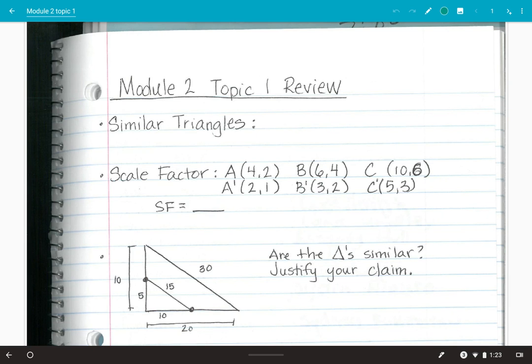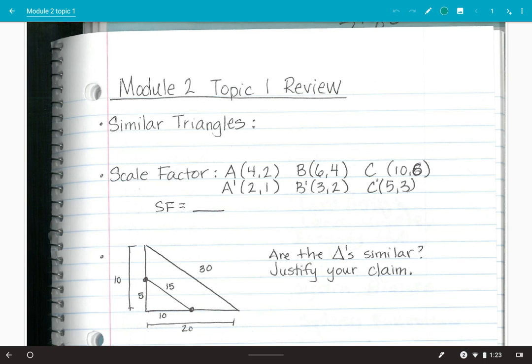Hi, we are going to be working on Module 2, Topic 1 review. With this section, they like to talk about similar triangles. So similar triangles, think of it as you're putting a shape in a copy machine and making it bigger or smaller. They're still the same shape. Can't say that word today. Same shape, it's just that they are either larger or smaller.